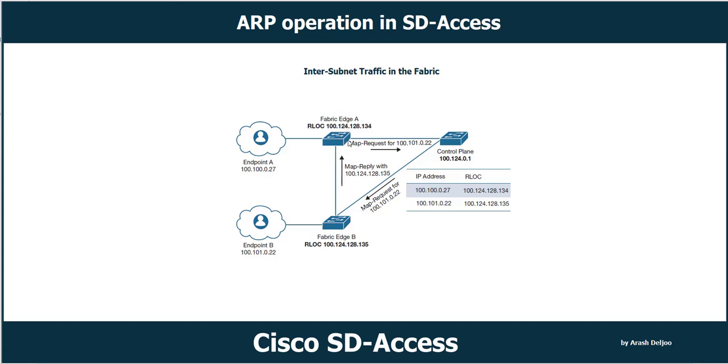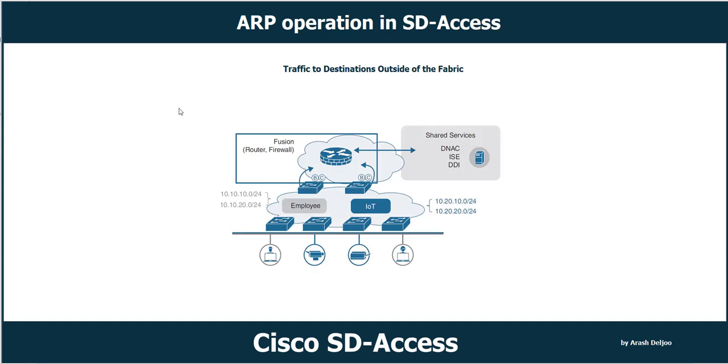And then fabric edge A installs the mapping in its map cache table, encapsulating any traffic to endpoint B in VXLAN with fabric edge B's VTEP or RLOC as a destination, and forwards the traffic through the underlay. Return traffic is processed in the same way, and all subsequent traffic between endpoint A and endpoint B is now encapsulated in VXLAN and forwarded through the underlay directly between fabric edge A and fabric edge B.